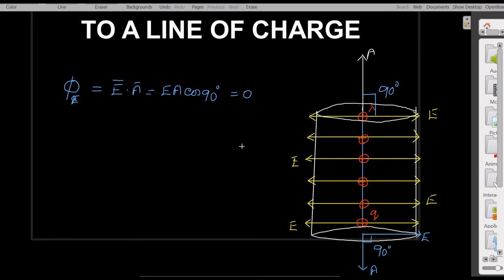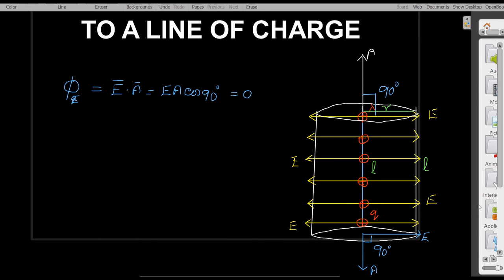Now, look at the curved surface. The curved surface, it's a closed surface. The cylinder is having radius R. R is the radius of the cylinder, and L is the length of the cylinder, or L is the length of this line of charge also.